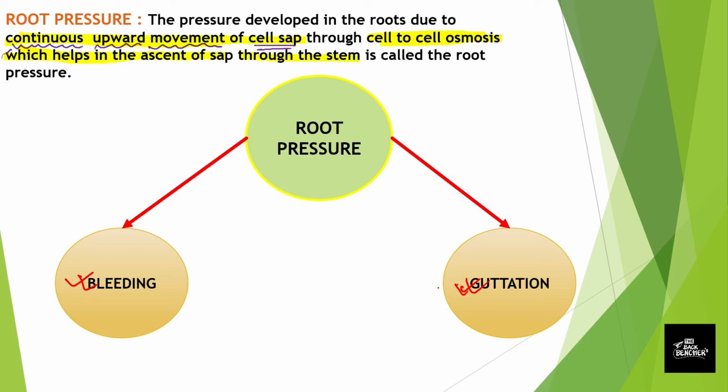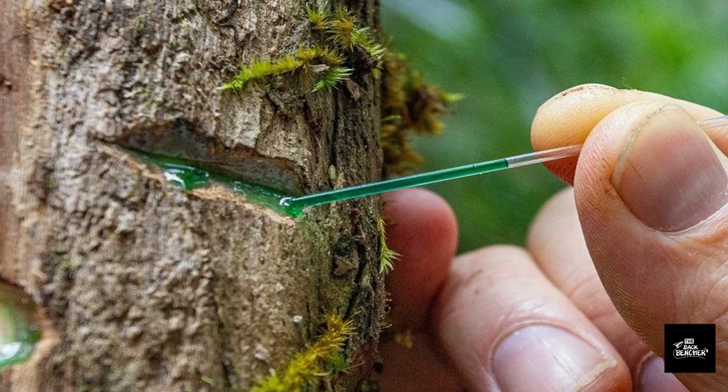Before going to the definition of bleeding, first we will look into a diagram, a picture. Let's have a look at this particular picture. What can we see here? A plant stem has been given a cut. So this region is the cut in the plant cell.